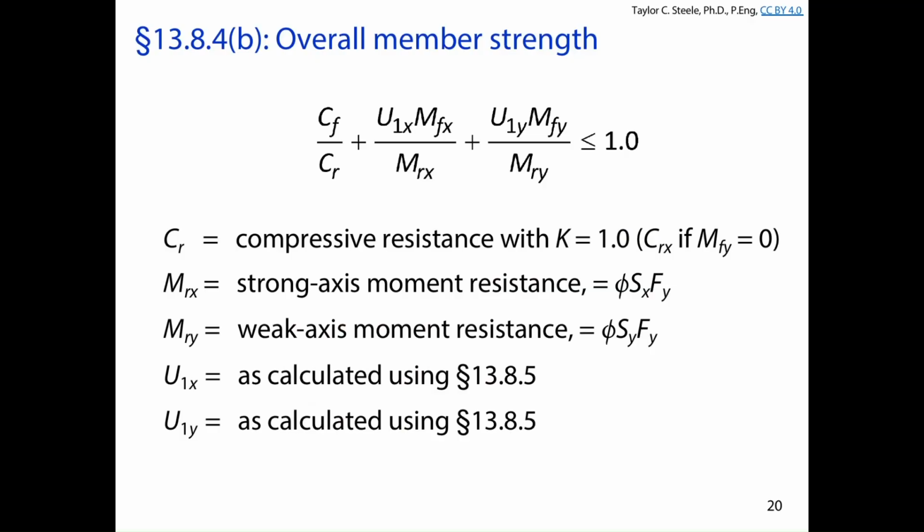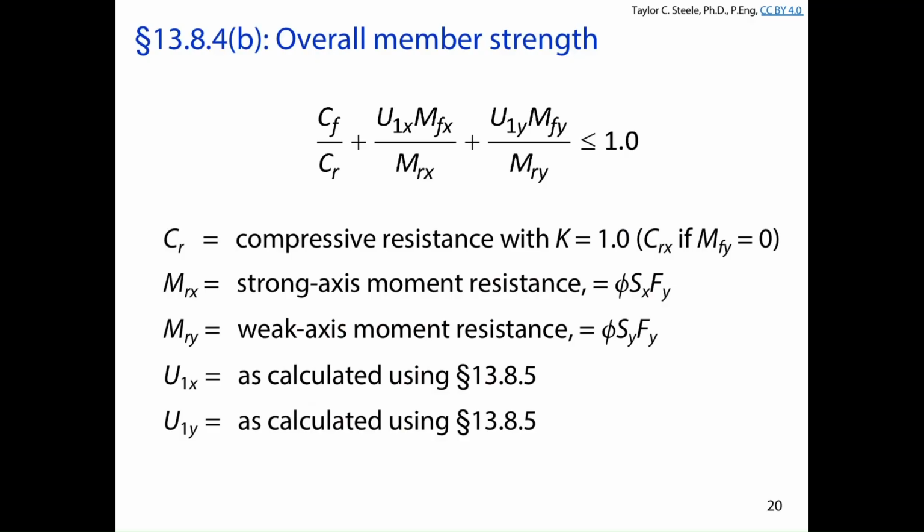This is really for strong axis buckling, and so we use CRX for no weak axis bending. If weak axis bending is important and overall member strength is important, then lateral torsional buckling is going to govern anyway. This is really just for strong axis flexural buckling. We calculate CR based on the strong axis flexural buckling load. So we calculate FEX and then calculate lambda using FEX to get CRX. You can go back to lecture 22 to look at how that works.